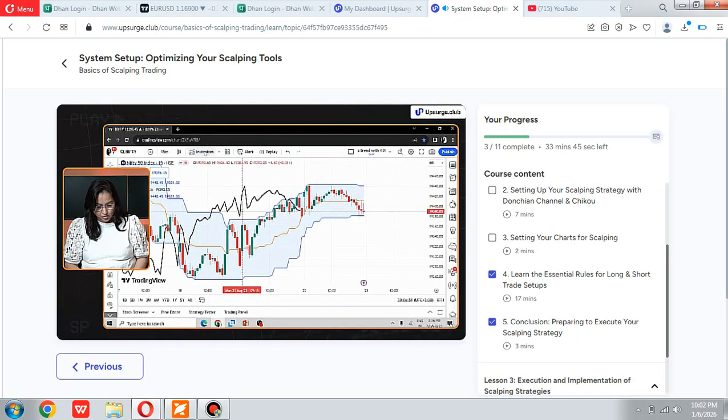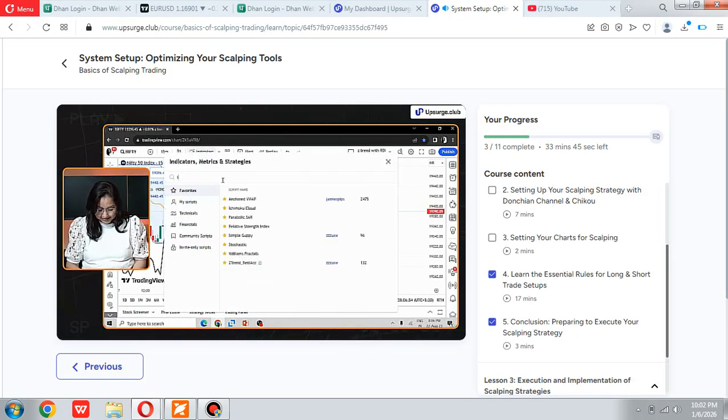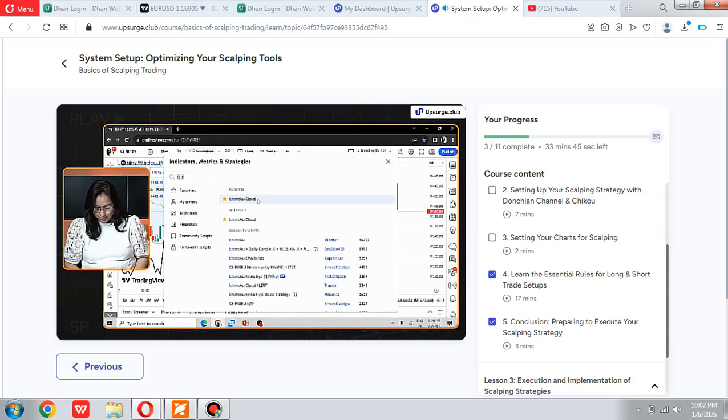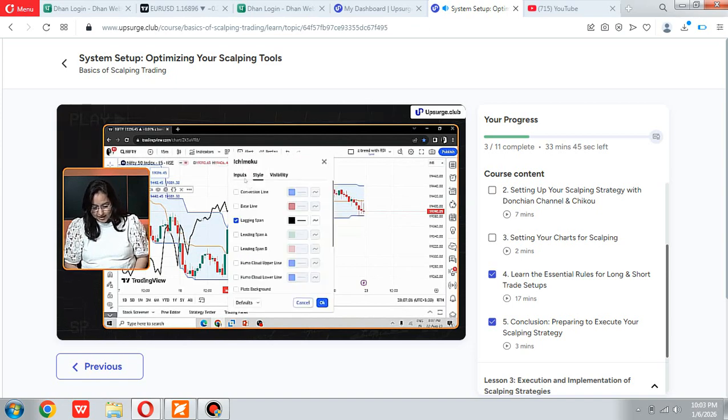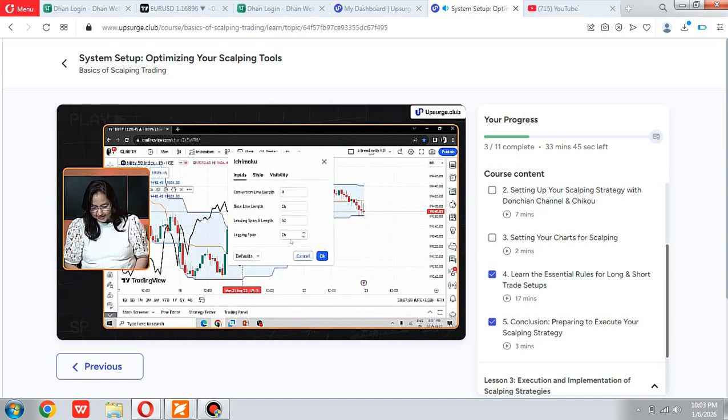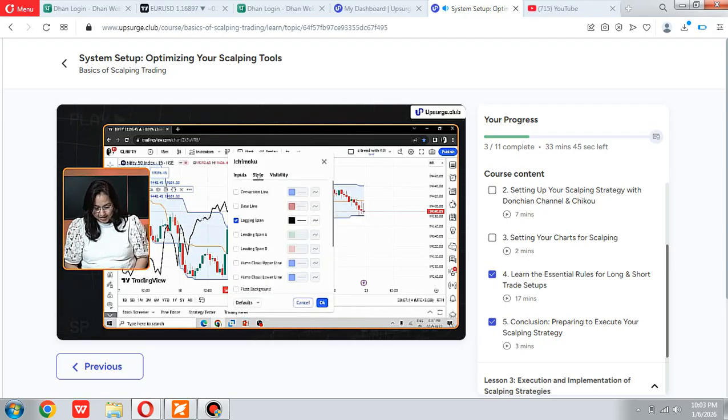How to add the Chikou? For adding the Chikou, I will select the indicator Ichimoku cloud. When I select the indicator, I will have the following setup where I will open the Ichimoku cloud. The inputs remain the same. The default inputs are what I have selected.